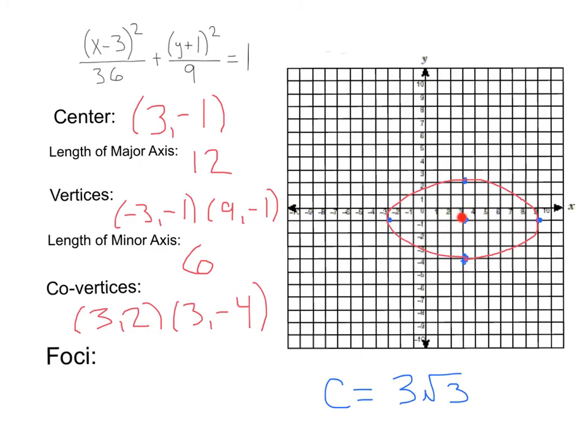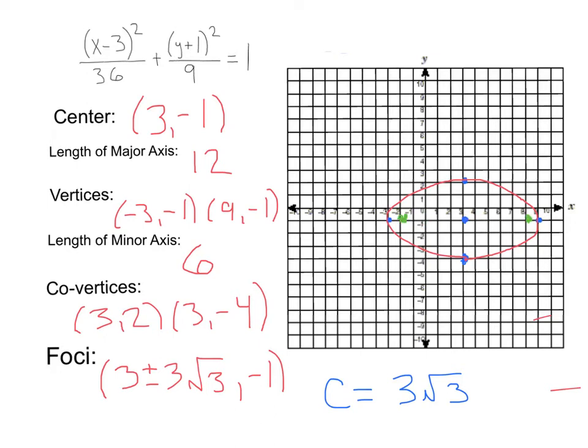In this case, we want to add and subtract that c value from the x coordinate of our center. That's what we've done right here. We've added to our x: 3 plus or minus 3 root 3. That's just adding this c value or subtracting this value. And our y coordinate of negative 1 stays the same. We can find the decimal approximation of that. That's going to give us our foci right about at these points here.